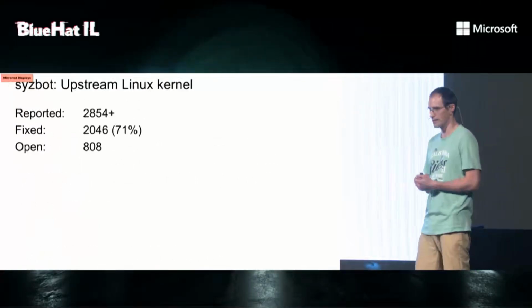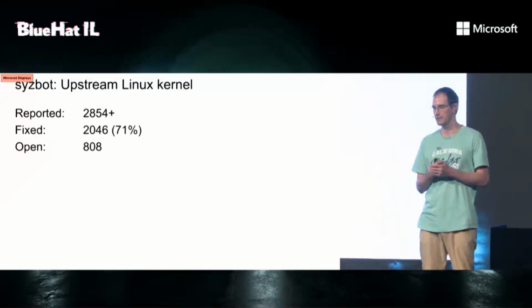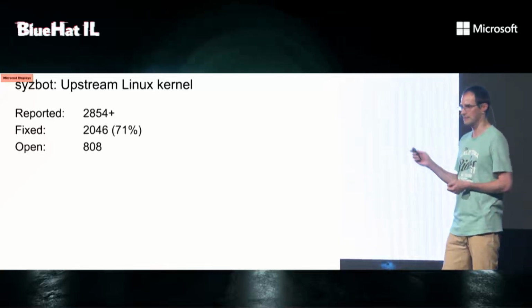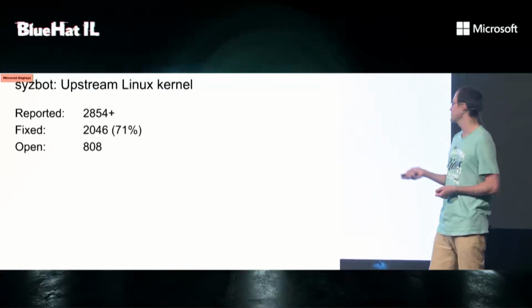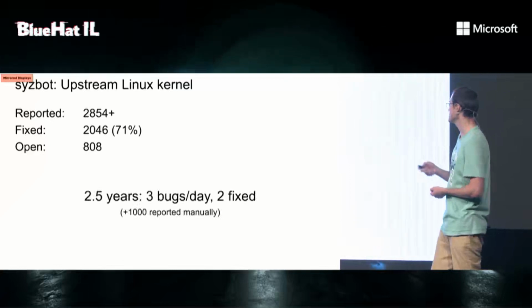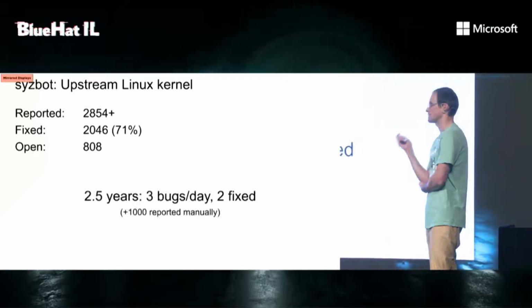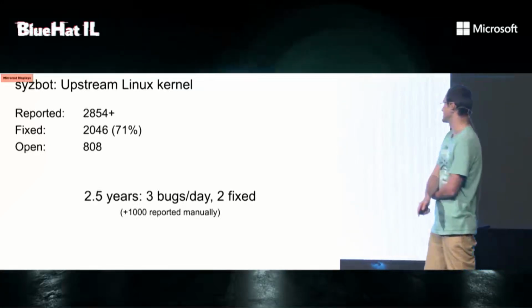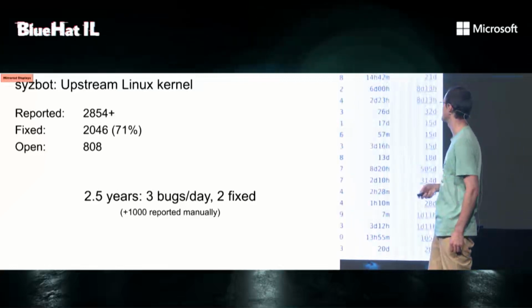Okay, so quick rewind to today. For the upstream Linux kernel, we found about 2,900 bugs that were automatically reported by the system. About 2,000 are fixed, 800 are still not fixed. The system has run for about 2.5 years, which makes it 3 bugs reported each day, and 2 of which are fixed. And before that, we also reported about 1,000 bugs manually.